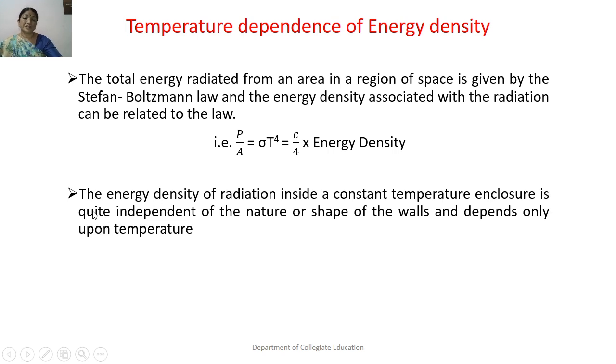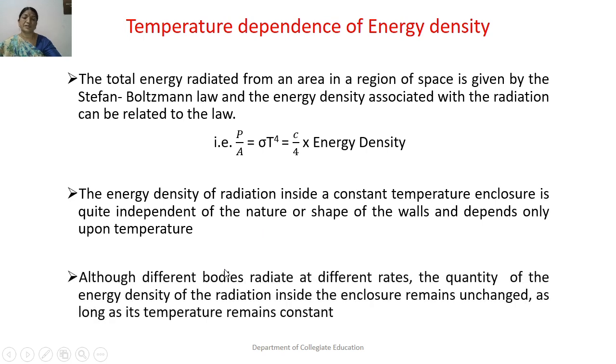The energy density of radiation inside a constant temperature enclosure is quite independent of the nature or shape of the walls and depends only upon the temperature. Although different bodies radiate at different rates, the energy density of the radiation inside the enclosure remains unchanged as long as its temperature remains constant. So these points depict the temperature dependence of energy density: the energy density of black body radiation depends only on the temperature and not on the nature or shape of the body.